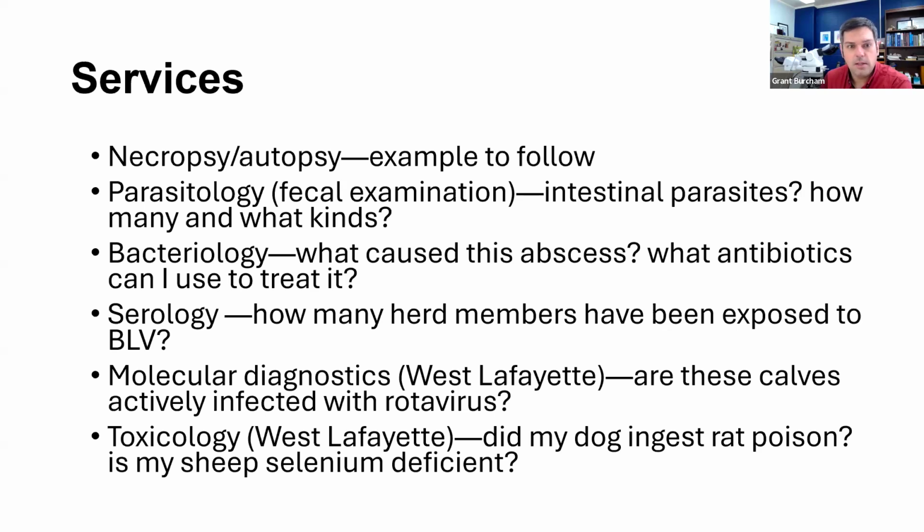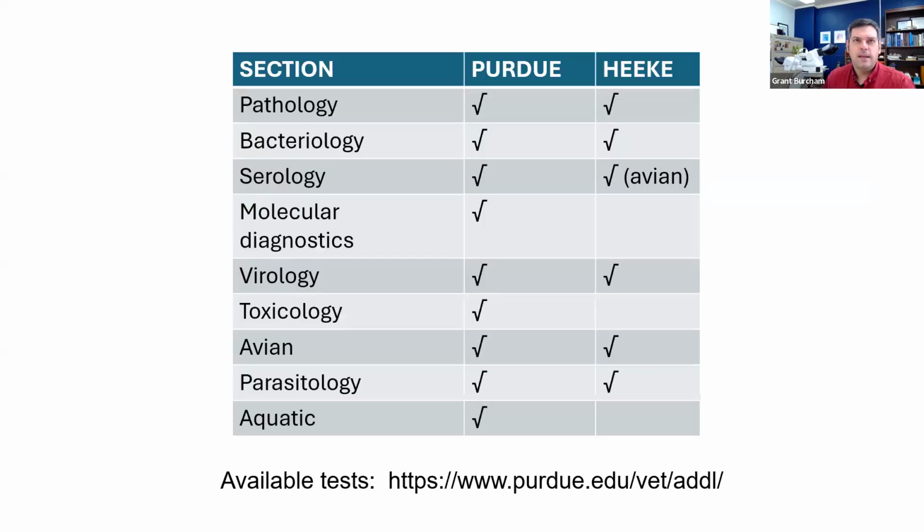Also toxicology, we have a toxicology section too. So did my dog ingest rat poison? Is my sheep selenium deficient? Those are the sorts of questions we can answer with toxicological methods. And broadly, these sections are really based kind of around the method used to detect that particular pathogen. So here's a breakdown of the different services at the two different labs. Here at the lab I am at, we don't do molecular diagnostics or toxicology, but pretty much everything else. And if we can't do it, we'll send it to the main lab in West Lafayette.